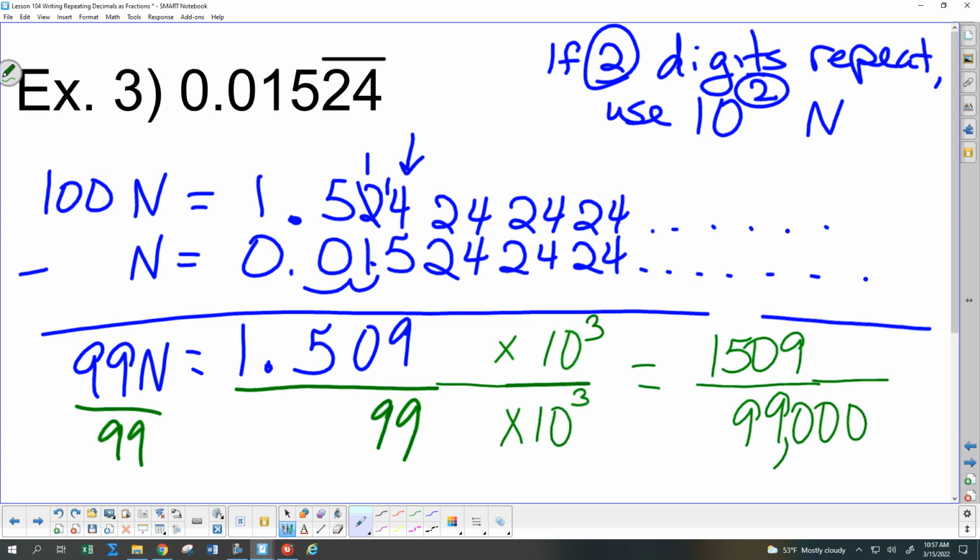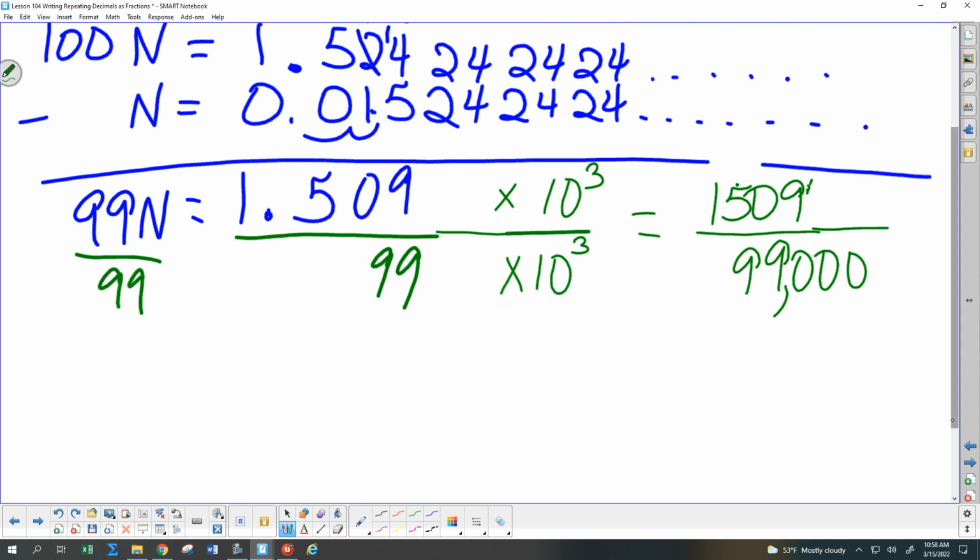Can I simplify that fraction? Okay, explain to me the hard way of doing it without the calculator. How would I recognize I can reduce it? Grayson? So you're doing 1 plus 5 is 6, plus 0 plus 9 is 15. That's divisible by 3, not by 9. And 9 and 9 is 18. So we know we can divide both by 3. And we would have what? 503 over 33,000.